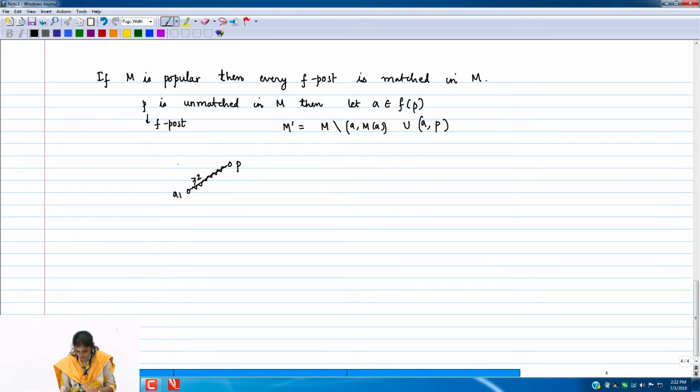Now, I know that there is another A2 which also treats it as a rank 1 because this is an F post. I can certainly try this trick of A2 getting matched to P and A1 getting unmatched, but that does not help me, because I lose 1 vote and I gain 1 vote. So that does not help me.